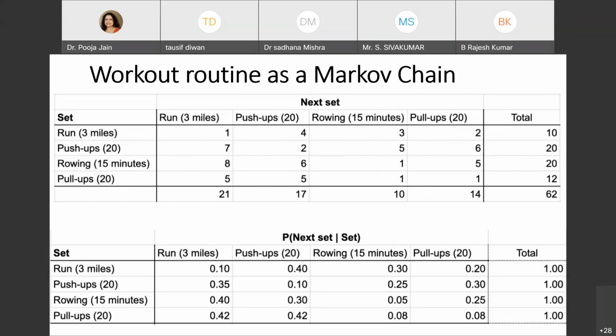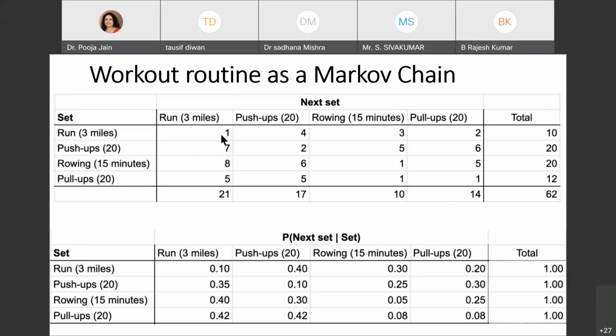Based on these statistics, you need to formulate the Markov chain. Now see here, if you sum all these, this is running after running, this is running after push-up, then running after rowing, and running after pull-up. So this is nothing but running as the next set. This column will give me push-up as the next set. This column will give me rowing as the next set, and so on. Now, first of all, convert this into probability. So how can we convert this into probability?